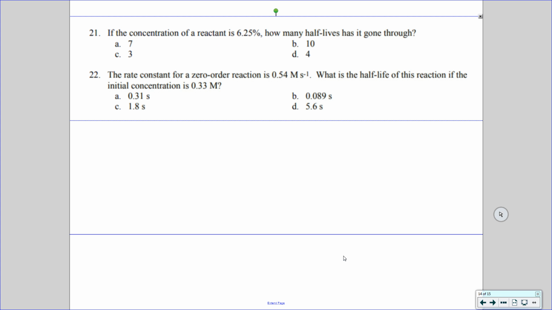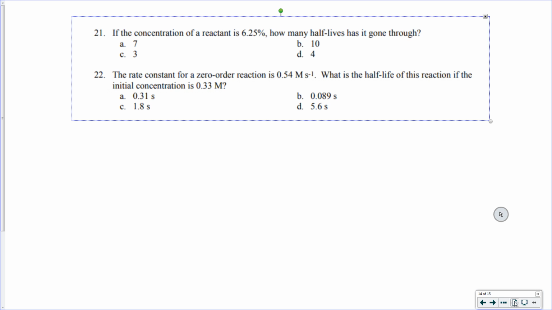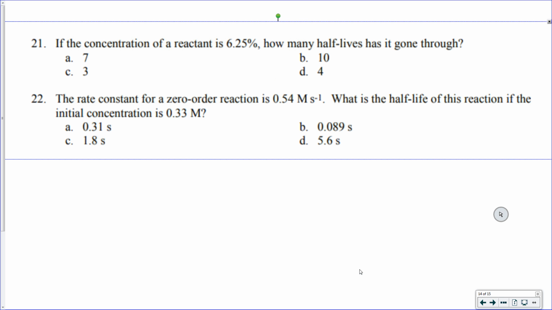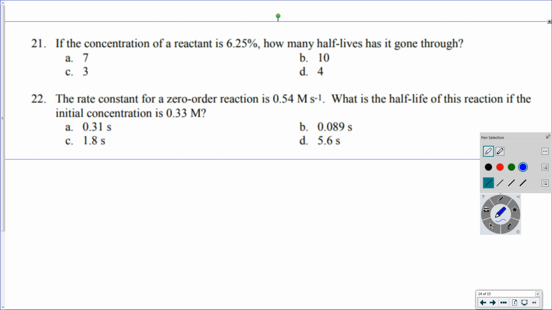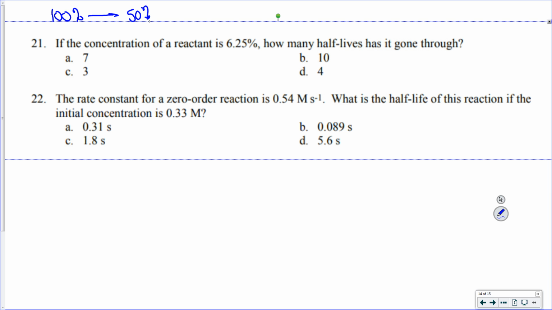Okay, so on this one, 21, it says the concentration of the reactant is 6.25%. How many half-lives has it gone through? So it's really not much of a calculation as it is just understanding what half-lives are. At 100% is where you start, and when you go down to 50% of that, you've gone one half-life. So that takes one half-life.